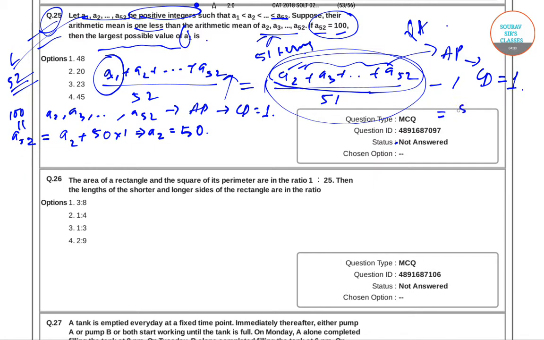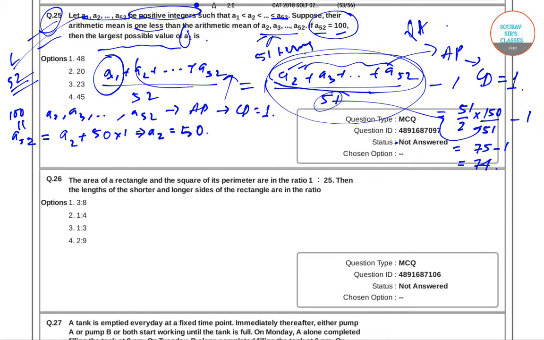So if a2 is 50, then the entire structure a2 plus a3 plus a4 and so on is the number of terms divided by 2 into (a2 plus a52). So a2 is 50 plus a52, which is 100. So 51 by 2 into (50 plus 100), which is 150, and we have another 51 from here, which cancels, and minus 1. So this will be equal to 75 minus 1, which is equal to 74.